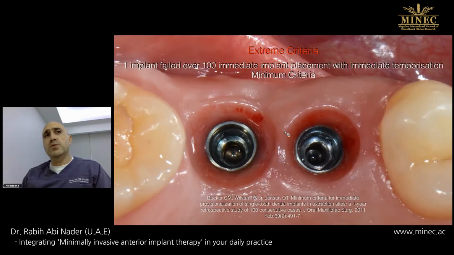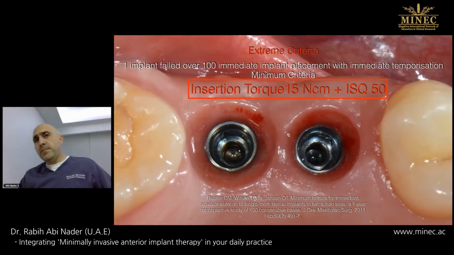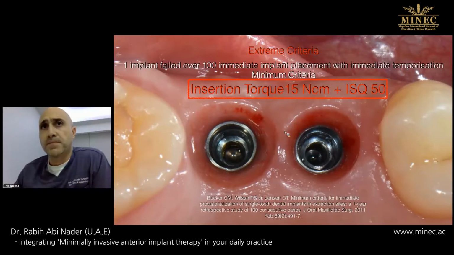Some studies have shown also extreme criteria, like in this study, over 100 implants where they used minimum criteria of 15 Newton centimeter and 50 ISQ, and still they had a very high rate of success. But we prefer always to have higher than 65 to be on the safe side.